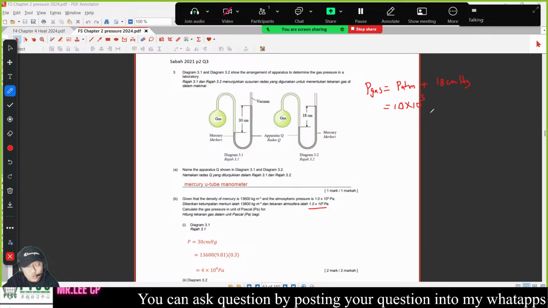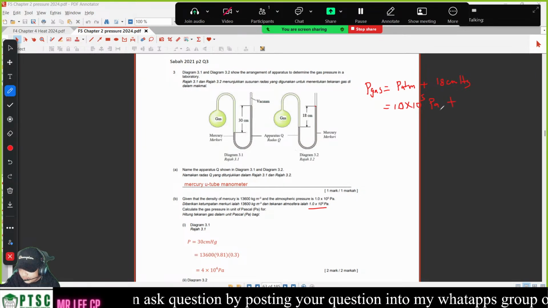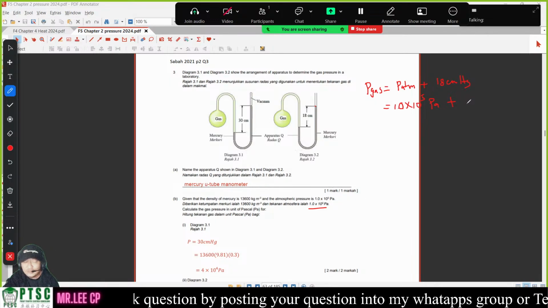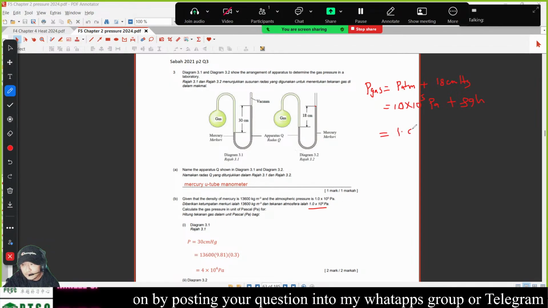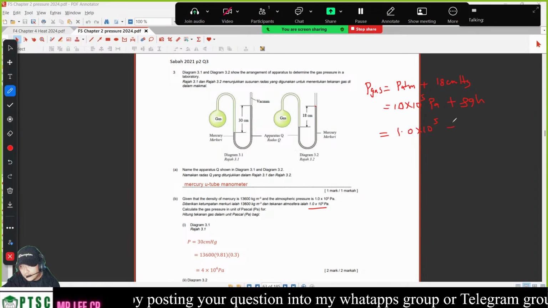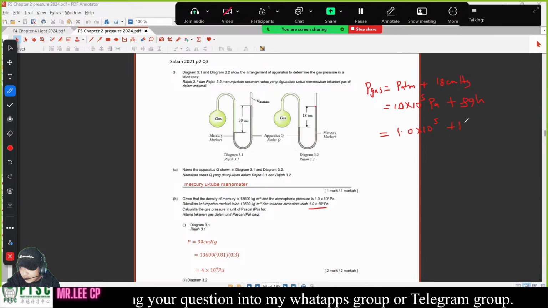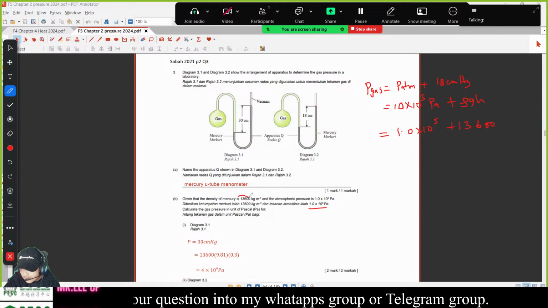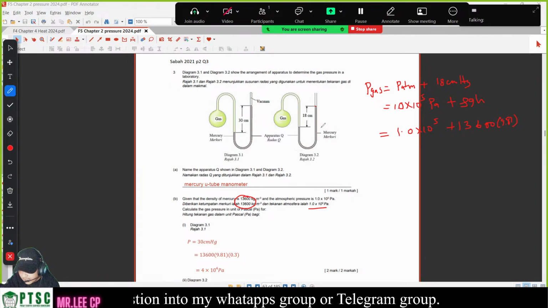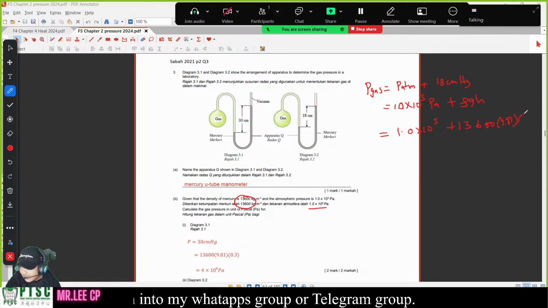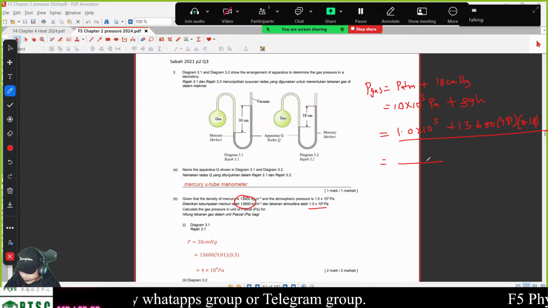Pascal, and then this one is cmHg, you cannot plus them. So make sure you use rho gh. Convert it first. Rho is density, go and find the density for mercury, 13600. g is 9.81, h is 0.18. And then you add them, you get the answer here.